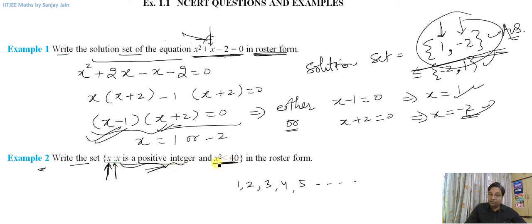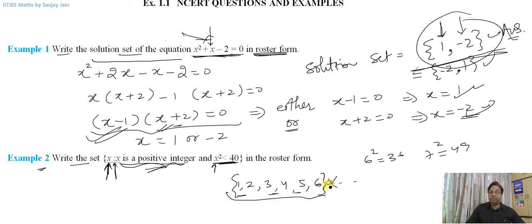and the square of this x is less than 40. So if I square these positive integers, that value should be less than 40. You know from general knowledge that up to 6, if I square it, I'll get 36. If I square 7, I'll get 49. So obviously the answer is this set, right? So 7 will not be included in the answer.